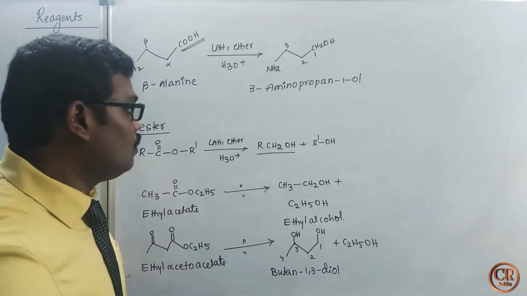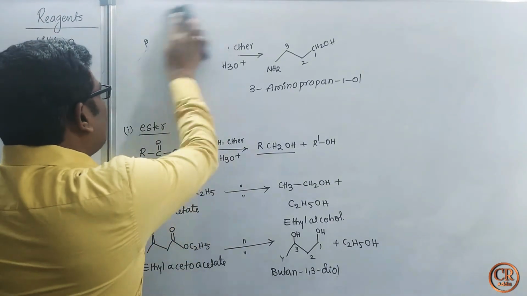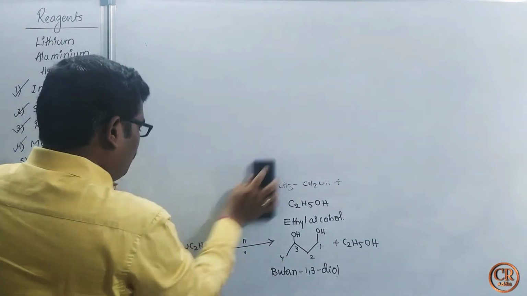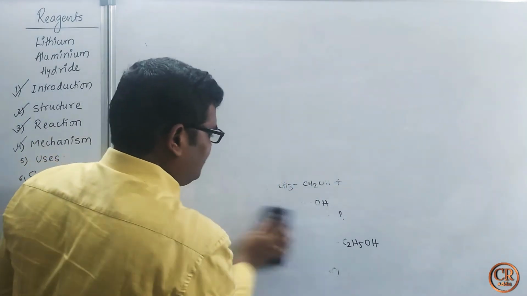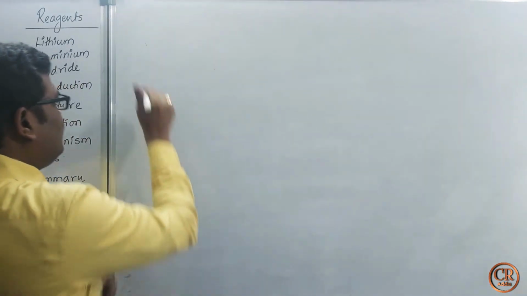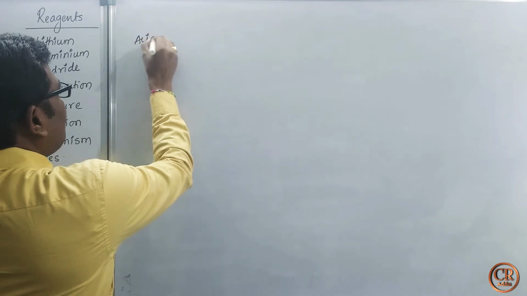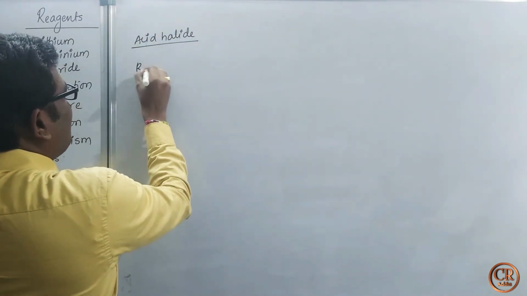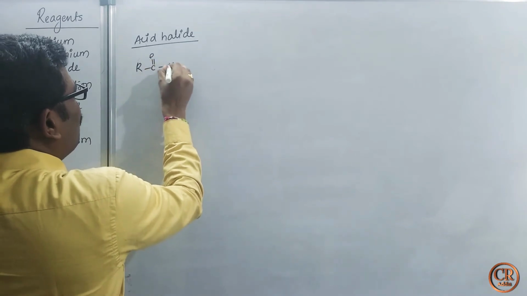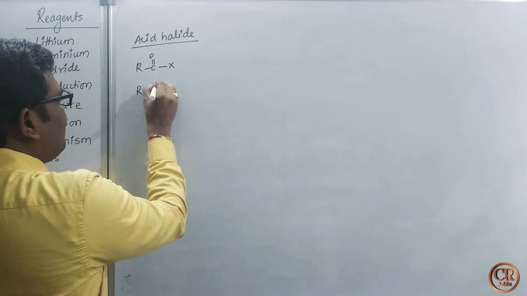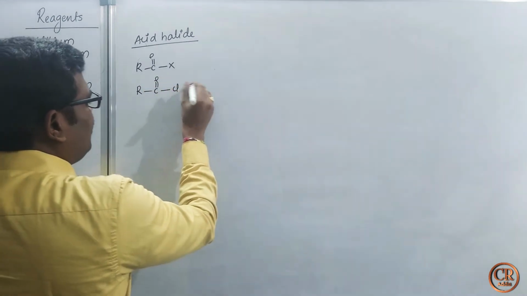Now we move to next derivative of carboxylic acid. The next derivative of carboxylic acid is acid halide. Acid halide general formula is RC double bond OX. But I am going to take acid chloride, that is RC double bond OCl.